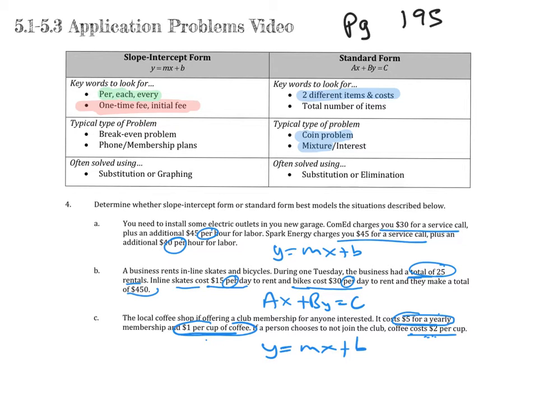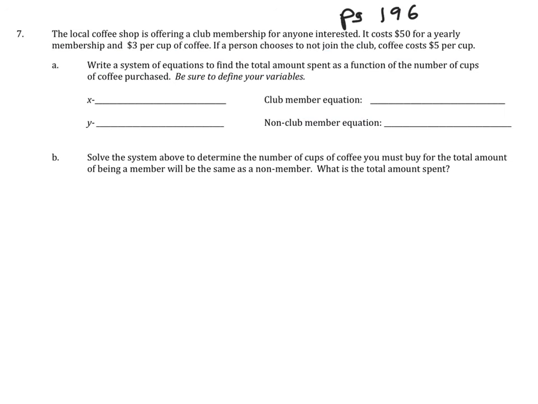All right, we're going to skip ahead a little bit here and turn to the next page, I believe. So page 196 here. And actually, problem 7 is similar to the one we just did. Local coffee shop has a membership. It costs $50 this time for a yearly membership and $3 per cup of coffee. If a person chooses not to join the club, it costs $5 per cup. So we're supposed to write a system and figure out the amount spent as a function of the number of cups.